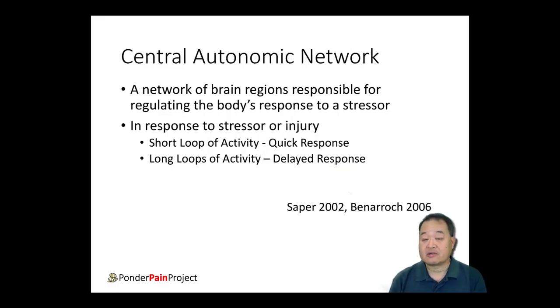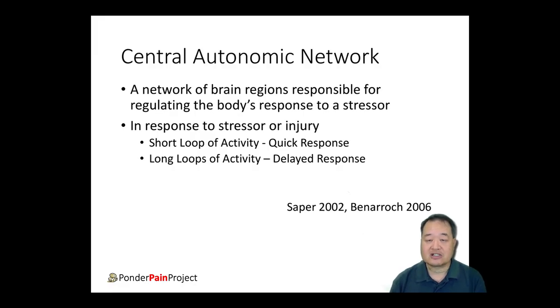Now there's another method of classifying these brain activities, and this was presented more by Saper in 2002 and Benarroch in 2006. What they said is there's a central autonomic network that's responsible for keeping our body alive. There are areas that are responsible for monitoring our environment and for just maintaining the basic level of function. And then when we have changes to these, you start to see how other areas are engaged.